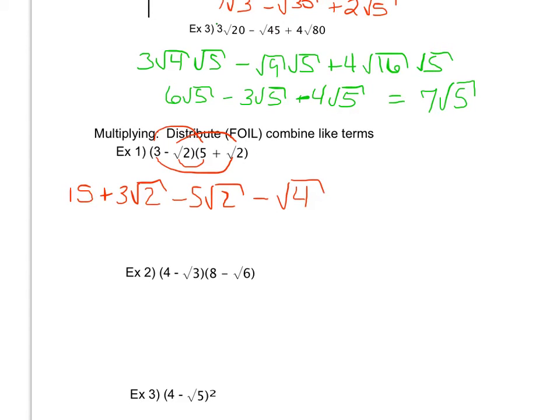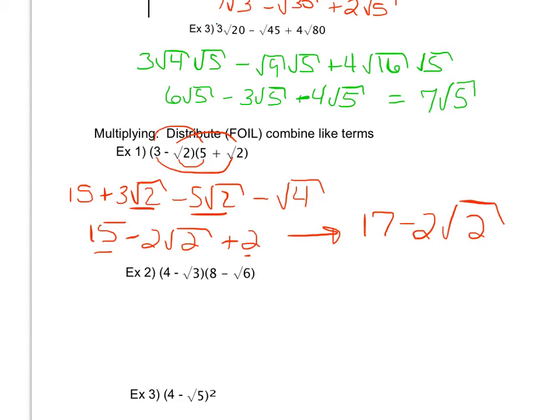Because again, remember when we have radicals, we can multiply them and put them under the same radical. This then gives me 15. I see that these are like terms, so minus 2 square root of 2. I know that the square root of 4 simplifies to be 2. After doing that, I see the 15 and the 2 can be put together, giving me a final answer of 17 minus 2 square root of 2 after multiplying. Looking at another multiplication example here.